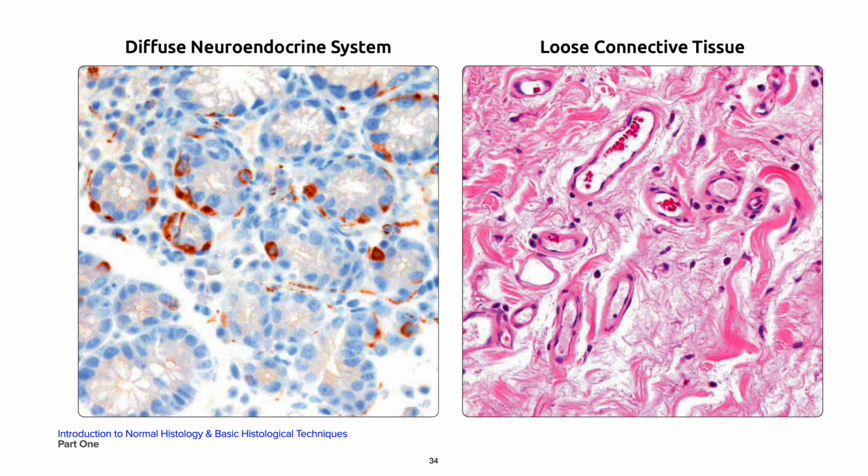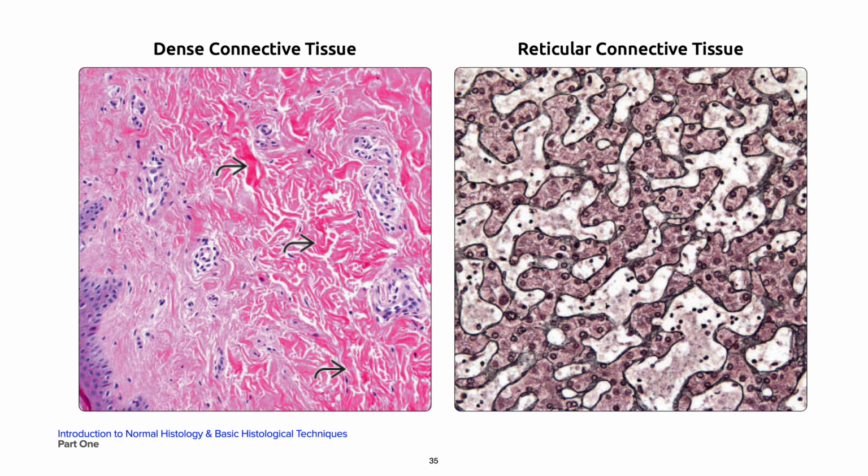On your right, loose connective tissue consists of a loose arrangement of fibers with abundant ground substance and extracellular fluid that contains scattered collagen, reticulin, and elastin fibers. On your left is dense connective tissue, seen here in the dermis. It contains more fibers than loose connective tissue. Note the dense eosinophilic collagen fibers on the right, curved arrows.